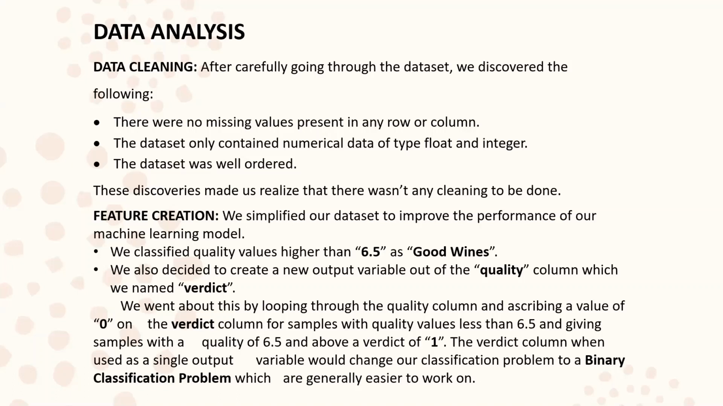We assigned a value of 0 to wines that had scores less than 6.5 and gave 1 to the ones with scores at 6.5 or above. Of course, there was no score of 6.5 there. There was just 3, 4, 5, 6, 7, and 8. So basically, scores of 7 and 8 fell under a verdict of 1, which signified good, and the rest fell under the verdict of 0.